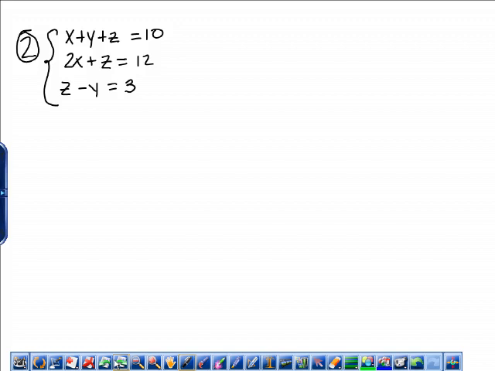Okay, let's look at number 2. Stepping it up just a little bit. This time they don't actually just give you a value, but they do give you a couple equations that have only 2 variables. And some of those variables don't have a lot of coefficients. So they have still helped us out a little bit.